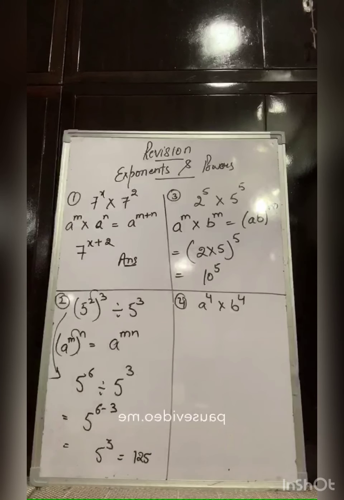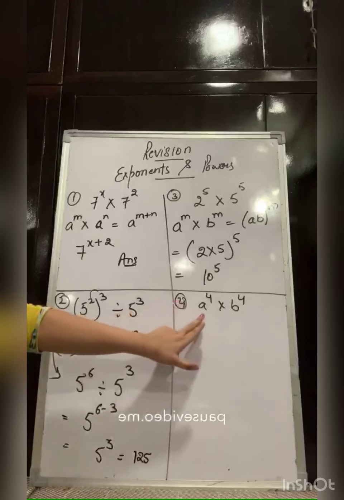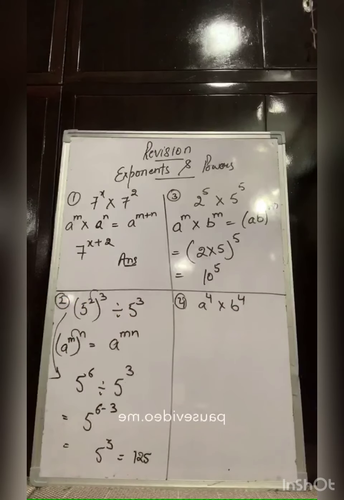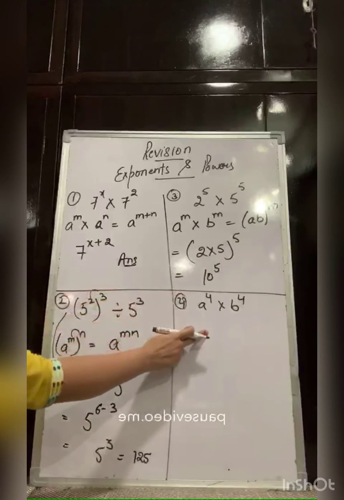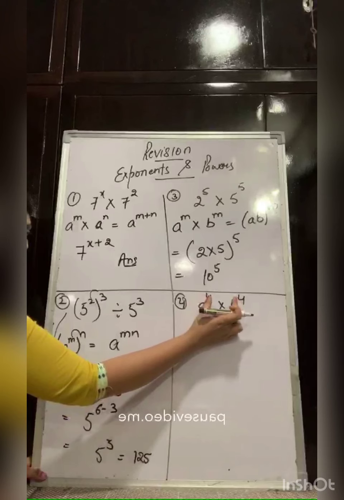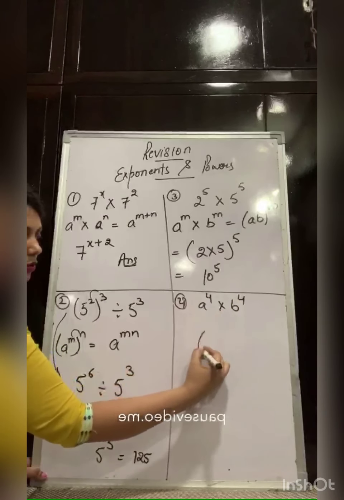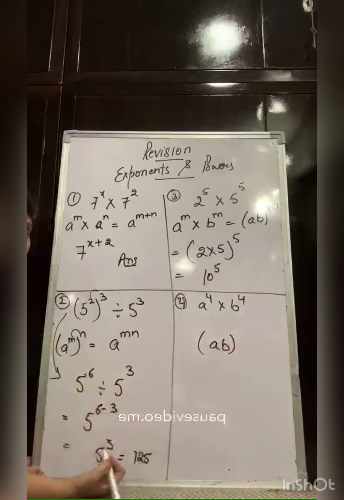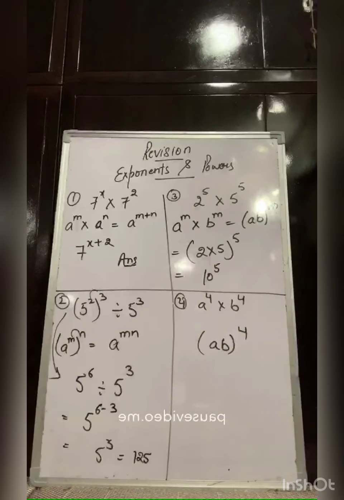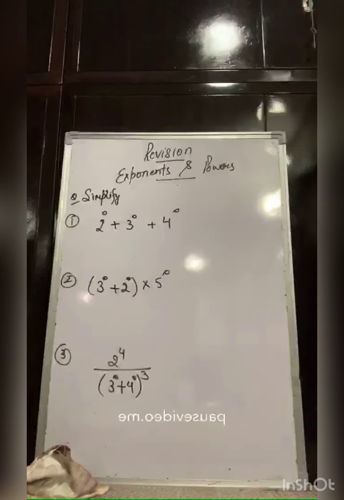Now come to the next question, question number 4. a raised to power 4 multiply b raised to power 4. Again, this question is similar to the previous question. Different base, same power, multiply sign in between. So bases will get multiplied. a into b is ab raised to power 4 is the answer. Now see the next question.